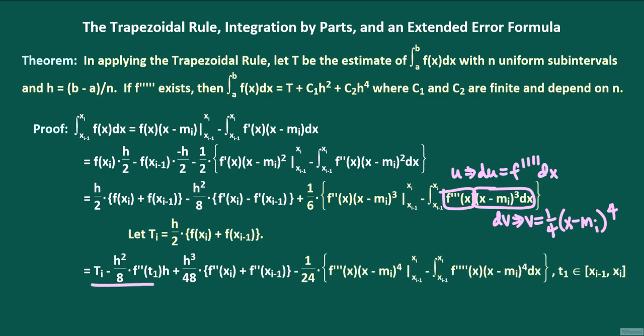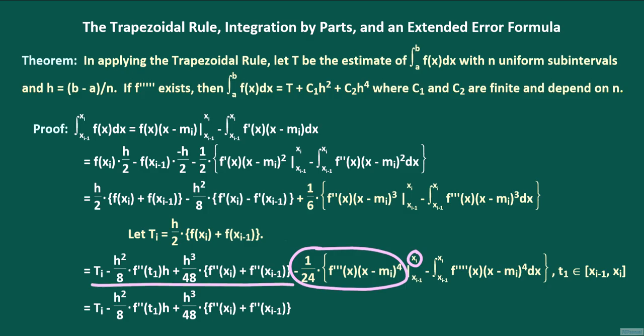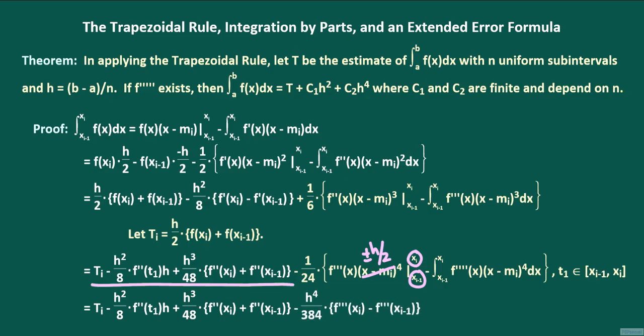We copy these three terms and evaluate this expression at x equals x sub i, and subtract its value at x equals x sub i minus 1. x minus m sub i is plus or minus h over 2 at the endpoints, so we should get this result. Then we have the product of minus 1 over 24 and the negative of this integral.